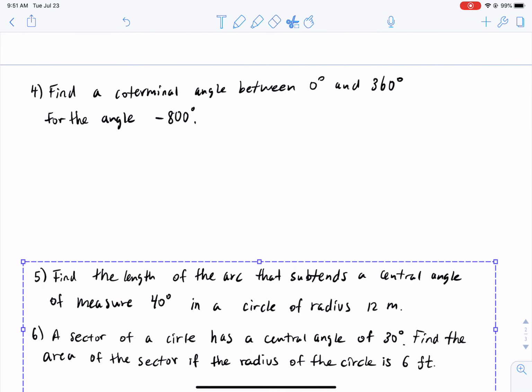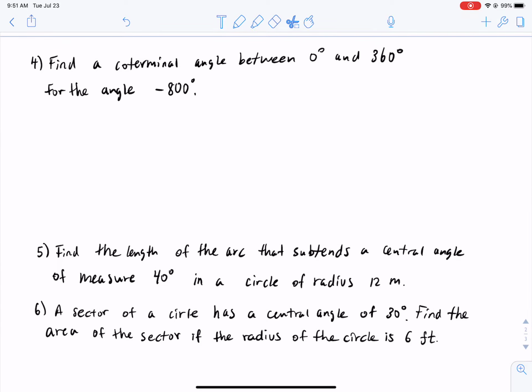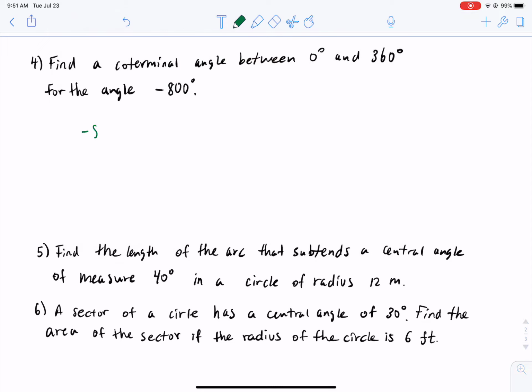So for number 4, find a coterminal angle between 0 degrees and 360 degrees. For this one, we're going to start off with negative 800 degrees. And what do we do for this one? We add 360 to this. So what would you get when you add 360 degrees? Negative 440, right? But that's not good enough. We're going to have to add another 360 degrees, and what is that going to give me?